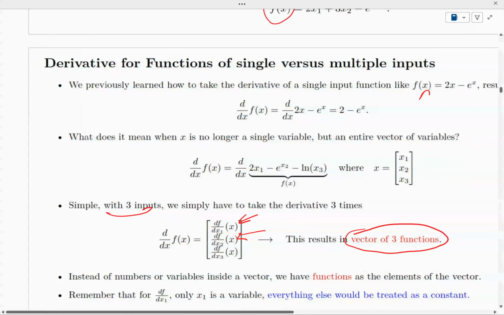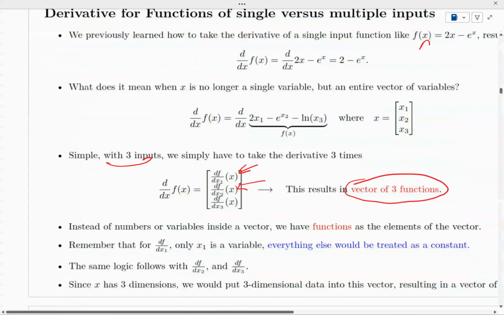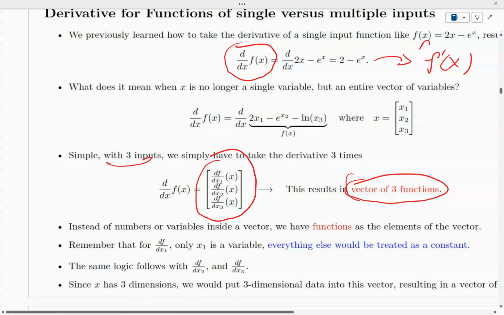Okay, so that's the key. Previously, if we have only one variable, it results in another function. But now, if you have multiple variables, it results in a vector of functions. Vector of functions. Okay.